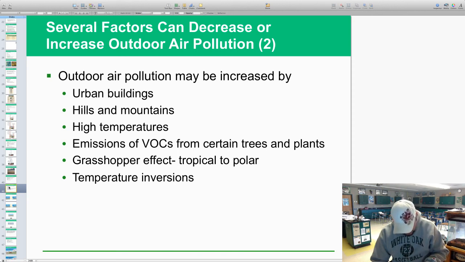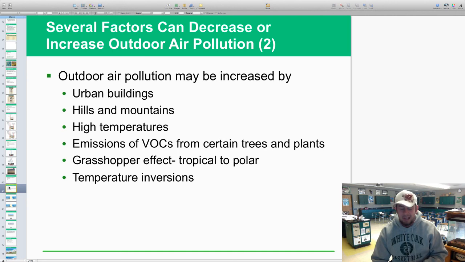High temperatures promote the chemical reactions leading to photochemical smog formation, which means that global warming could increase photochemical smog in many of the world's cities. So that is another one. Another one is emissions of VOCs from certain trees and plants. And this says most of the species are oak species, sweet gums, poplars, and kudzu, and heavily wooded urban areas can play a large role in the formation of photochemical smog as well.